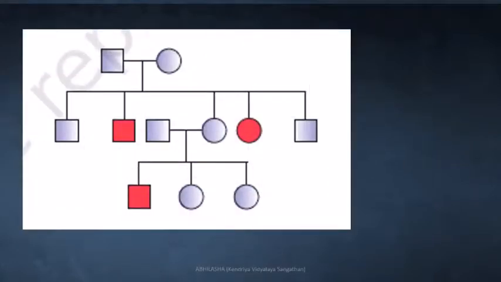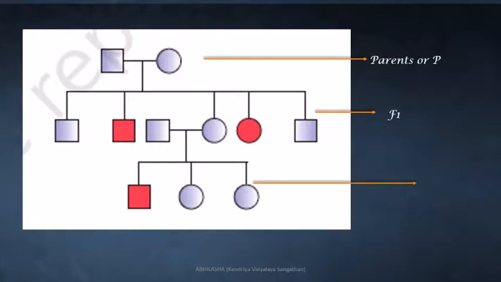Now you can see this pedigree chart. The trait you are asked to discuss is the one in red. Now first is the parental generation. There is no red. So trait is invisible in parental generation. Then it appears in F1 and is also there in F2. So since this trait skips one generation, that is the parental generation, it is recessive.